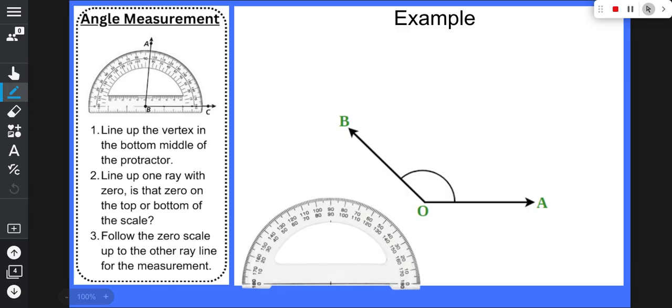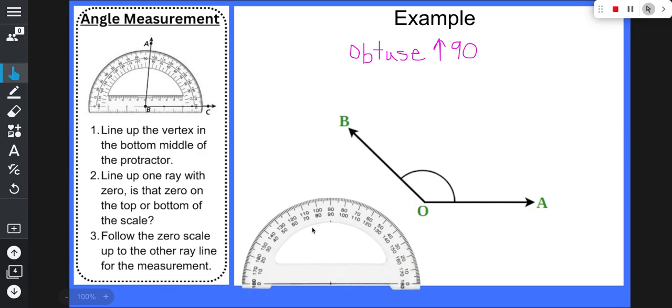But before we do that, let's think of some qualities about this angle. Hopefully you notice that it is bigger than 90 degrees. So we know that this is an obtuse angle. And what do we know about obtuse angles? We know that they have to be bigger than 90 degrees. So we know that our measurement should say something bigger than 90 degrees.